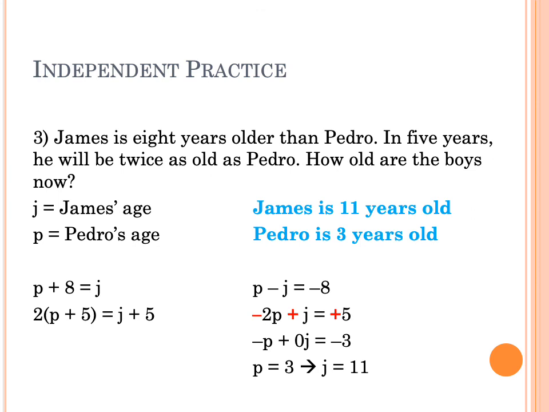Now again, I want to make sure that I answer the question. So rather than just saying p equals 3 and j equals 11, I want to answer it. James would be 11 years old. Pedro is 3 years old, and both of those work for the parameters that we were given.